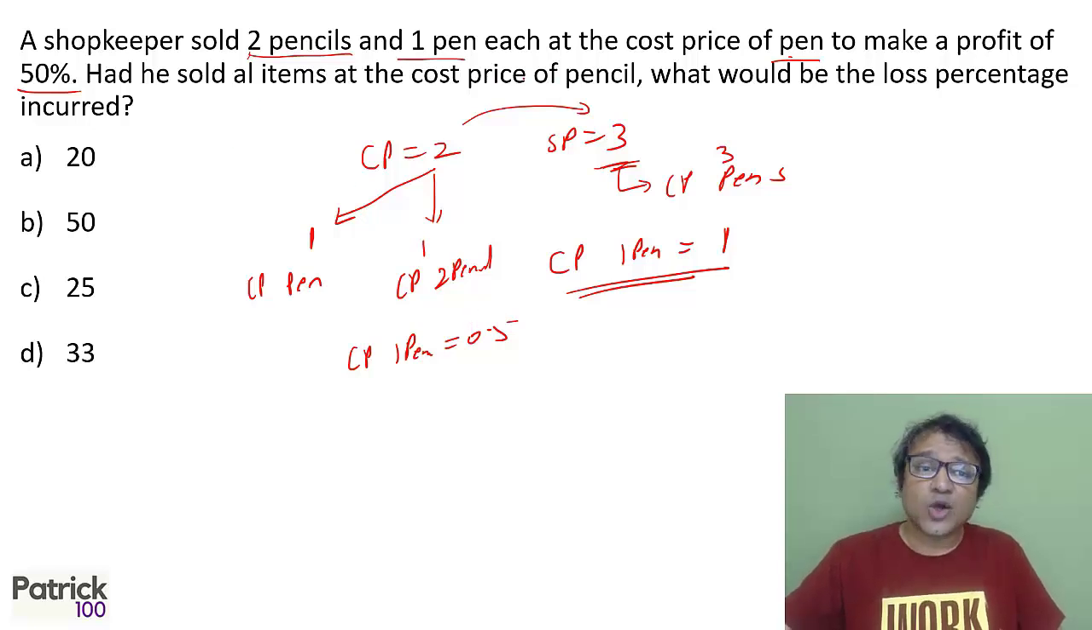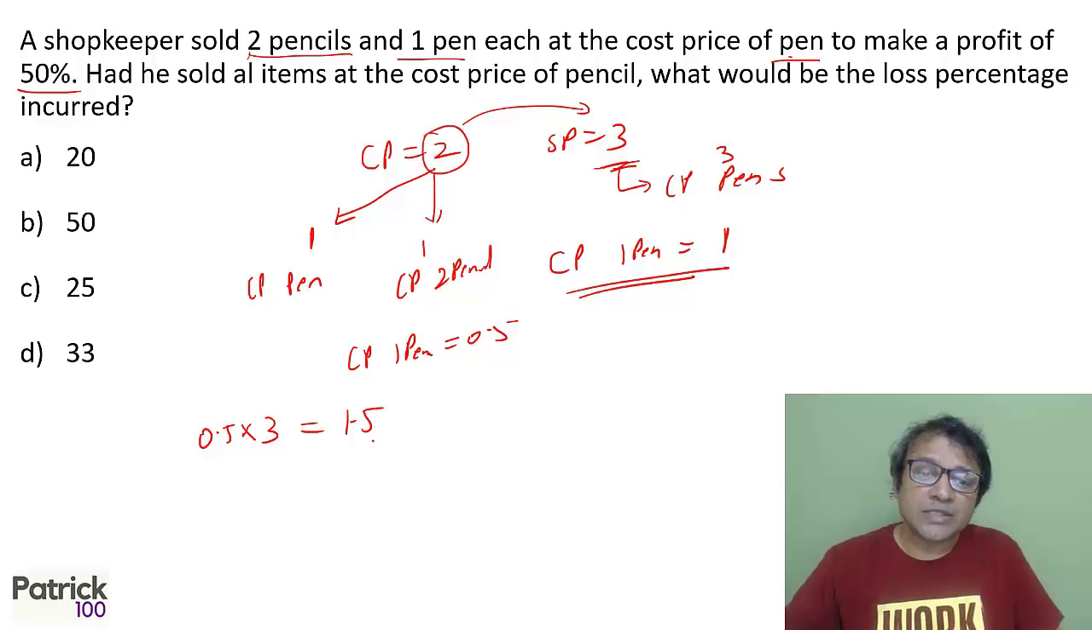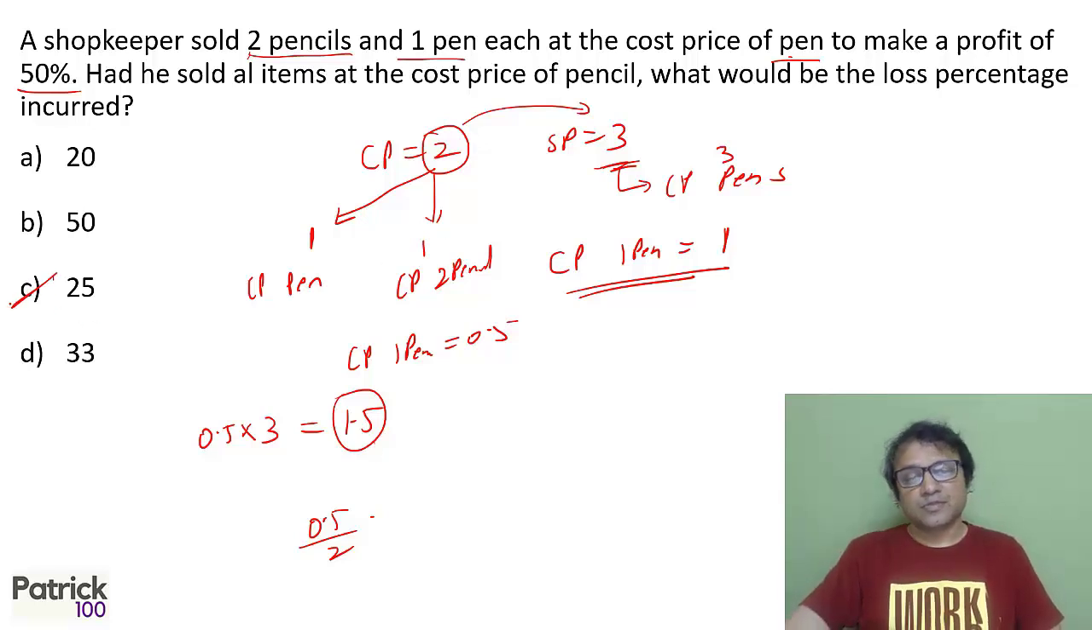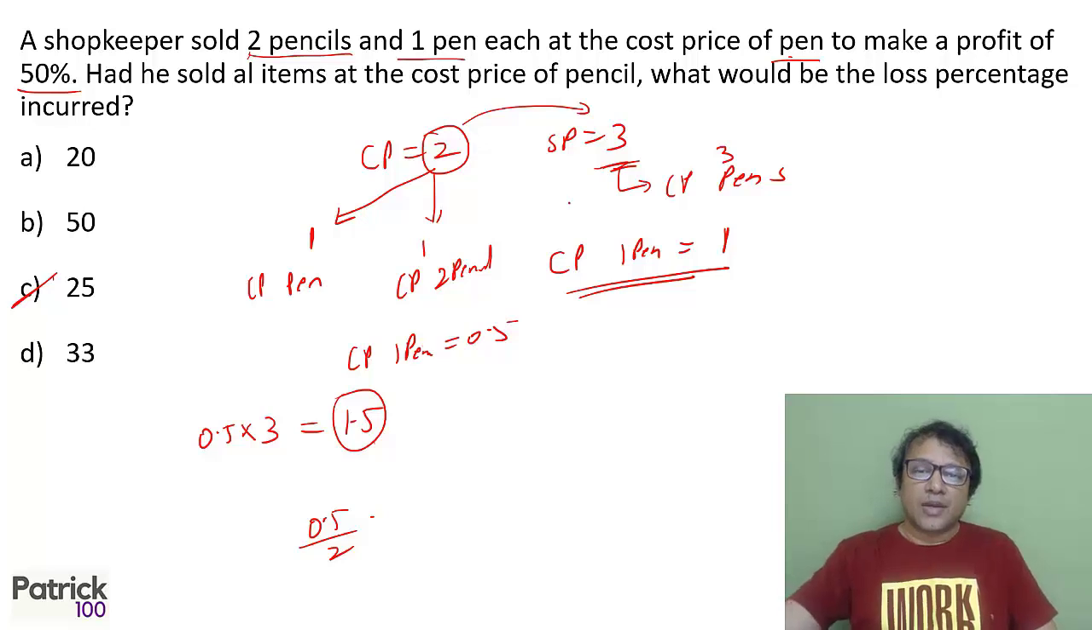Now if I sell at the cost price of a pencil, I'll be selling 0.5 into 3, all 3 items, for 1.5. So I'm selling at 1.5, my cost price is 2, selling price is 1.5, loss is 0.5 out of 2. Right? I'm having a loss of 0.5 out of the total value of 2, which gives you 25%, C option. Right? Clear?